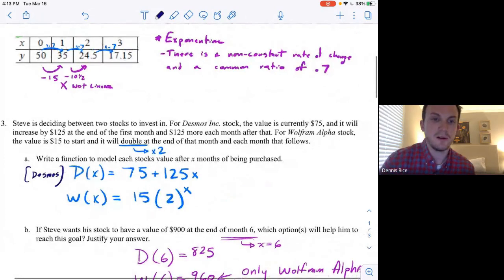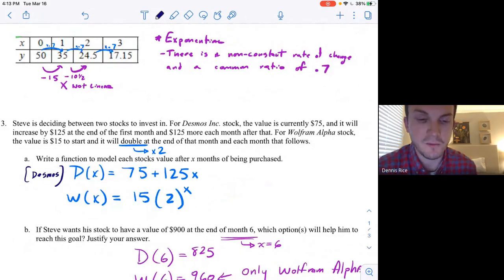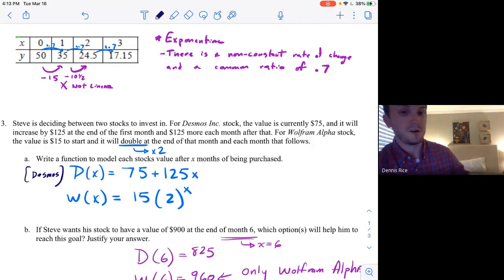So Desmos, I put $75 plus 125x because that's the rate of change in this problem. That's the slope. 75 is the initial. For Wolfram Alpha, it says 15 to start. So remember the initial value is going to be 15, the number up front, and it's going to double. Double, if you didn't know, means times 2. So our base, our common multiplier is going to be 2, and then our exponent is going to be x.